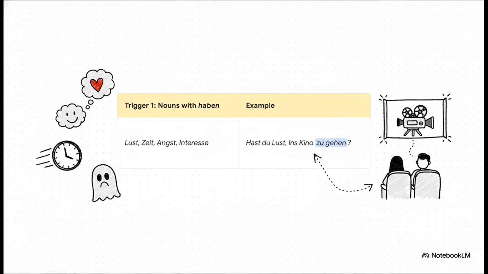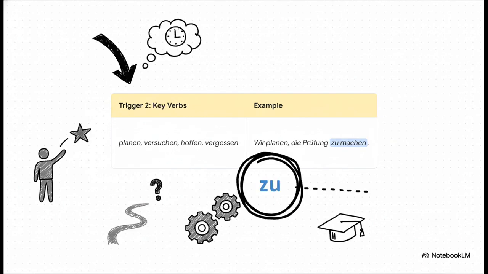First up, we've got certain nouns, and they almost always show up with the verb haben, which you know means to have. So whenever you're talking about having the desire, Lust, or having the time, Zeit, or even having the fear, Angst, to do something, that's your trigger. Look at the example. Hast du Lust, ins Kino zu gehen? Do you have the desire to go to the cinema? You see? The zu gehen connects the second action. Without that zu, the sentence doesn't work. It's the essential link.